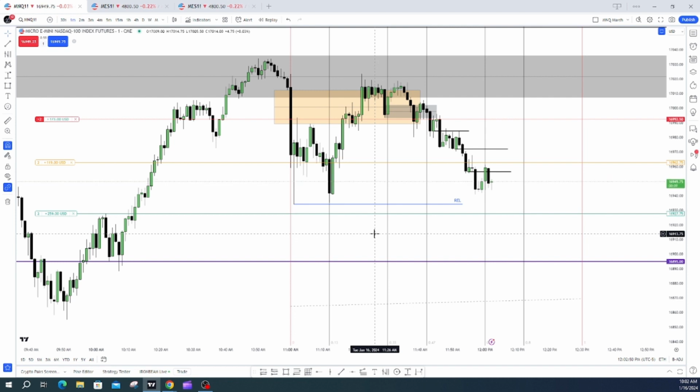So I'm going to trail my stop loss just a little bit more because we rejected off that order block. And here we go. We're about there.